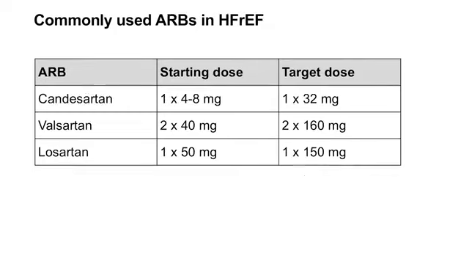If the patients are not able to tolerate ACE inhibitors, we can use angiotensin receptor blockers in patients with heart failure and reduced ejection fraction. Three of them are shown in this slide, with again lower starting doses and higher target doses.